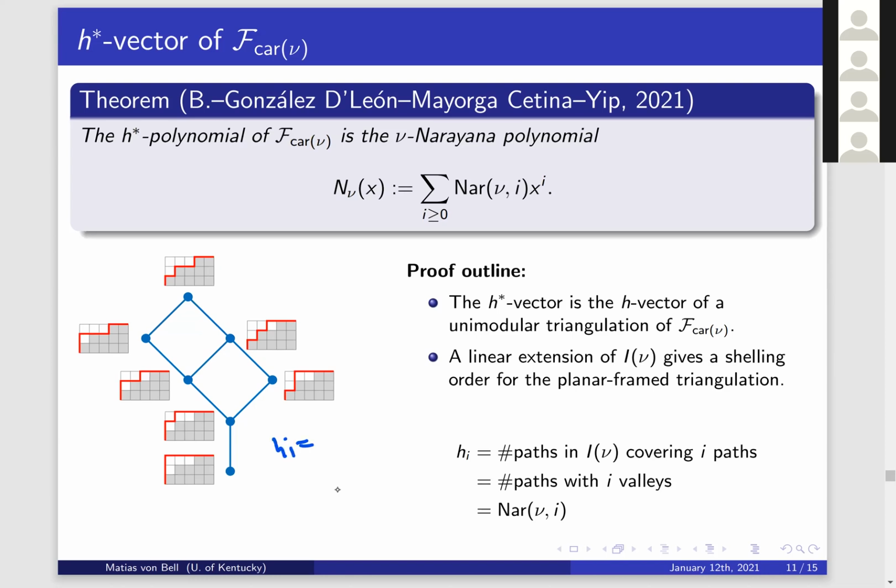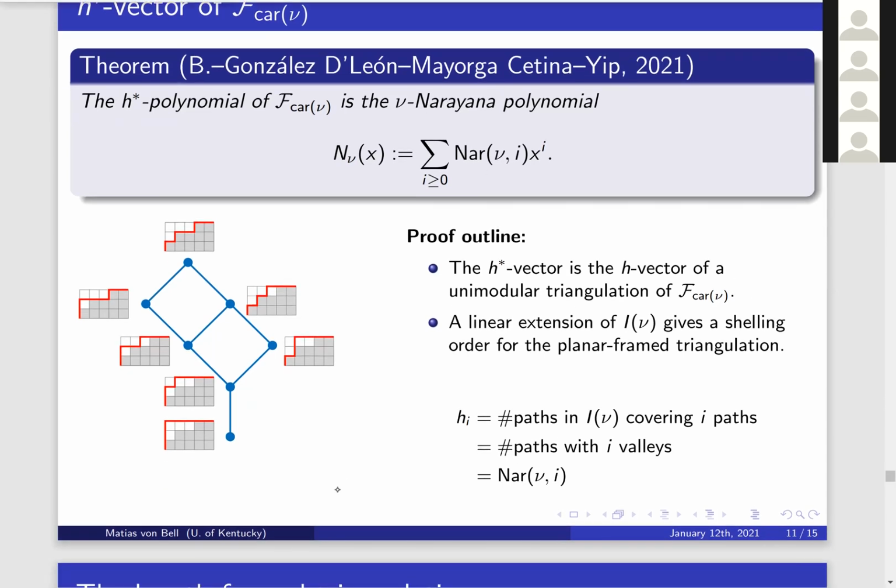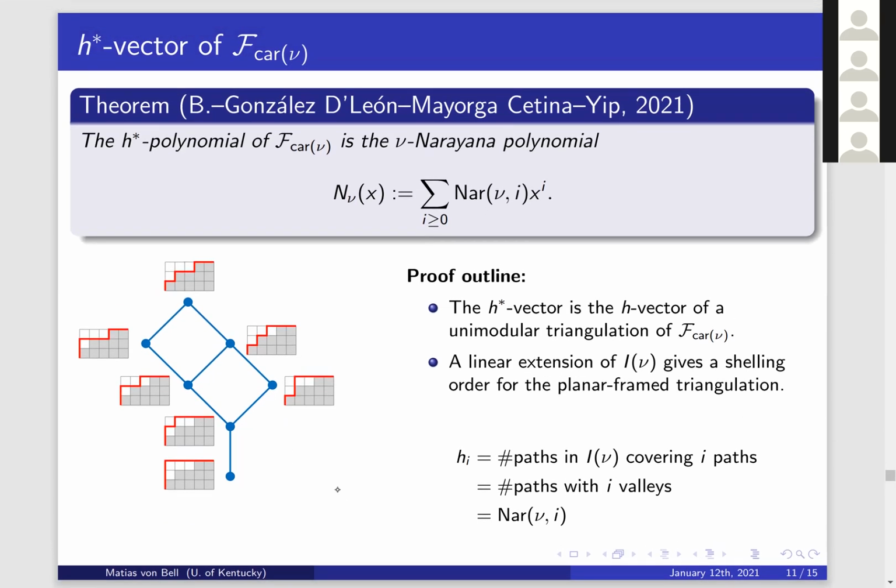H_i equaling the number of elements in the poset that cover exactly i elements. So let me compute it here. For H2, we have 2 elements that cover exactly 2 other elements in the poset. So H2 is 2. How many cover exactly 1? There are 4 of them. So H1 is 4. And then there's 1 that doesn't cover any. So H0 is 1.